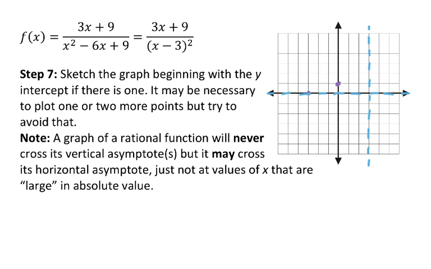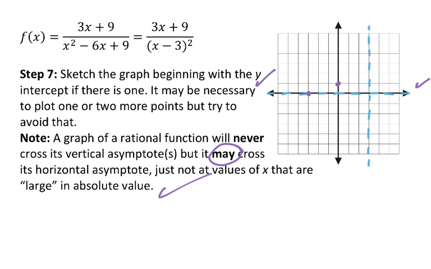One other note here that is of super big importance: a graph of a rational function will never cross its vertical asymptotes, but it may cross its horizontal asymptote, just not at values of x that are large in absolute value. By large, I mean perhaps 10, 20, 30, in either the positive or negative direction. In other words, we don't have to worry about whether the graph may cross the horizontal asymptote at the x-axis way out at positive 700. That's not going to happen. It does, rather obviously though, cross the horizontal asymptote of the x-axis at -3, and we'll have to think about what that means.